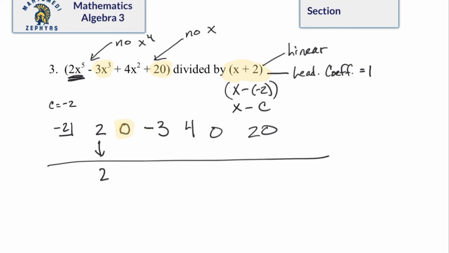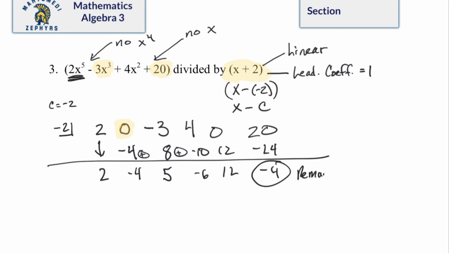Bring the 2 down, the first coefficient. Negative 2 times 2 is negative 4. 0 plus negative 4 is negative 4. Multiply by that negative 2 again, get 8. Add 5. As we work through, we're multiplying by negative 2, and we're adding. So 0 plus 12 is 12. Then we get a negative 24, and this time when we add, we didn't end up with a 0, which means, guess what?